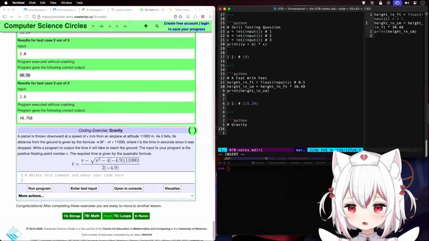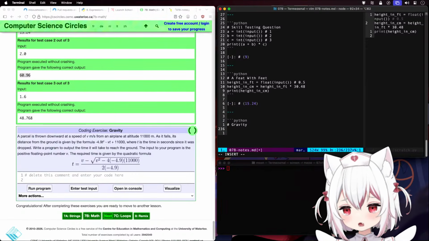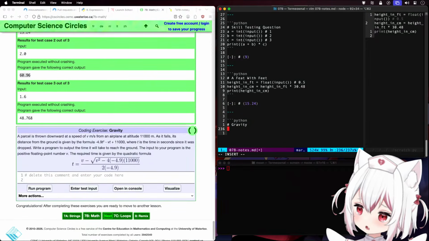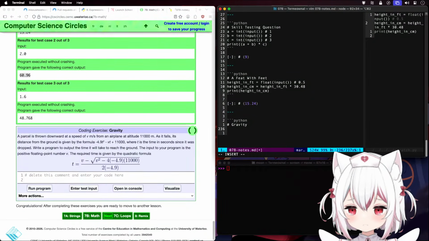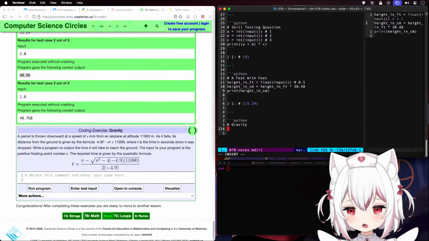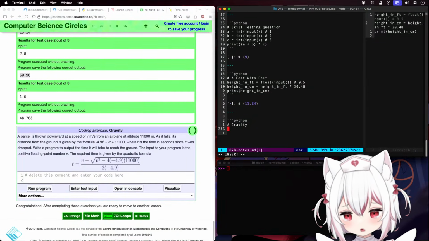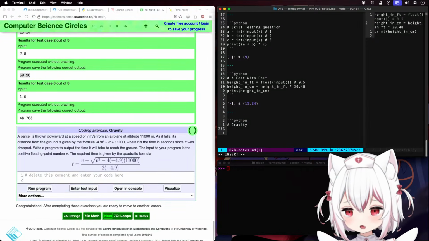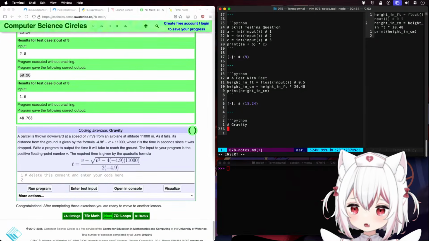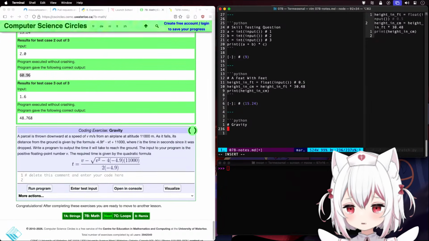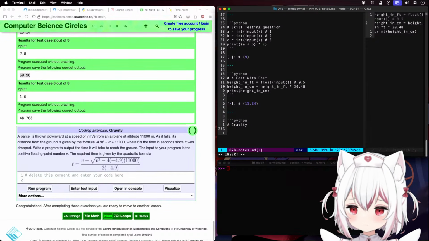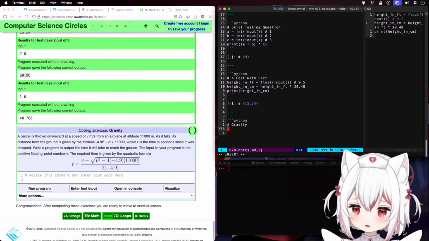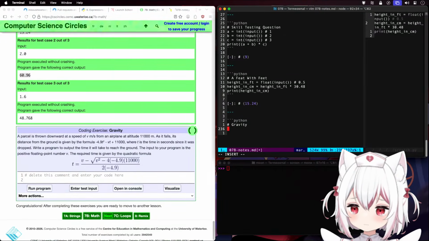A parcel is thrown downward at a speed of v meters per second. Miles per second? Meters per second. From an airplane at an altitude of 11,000 meters. As it falls, its distance from the ground is given by the formula negative 4.9 t squared minus vt plus 11,000, where t is a time in seconds since it was last dropped. Write a program to output the time it'll take to reach the ground. The input to your program is the positive floating number v.